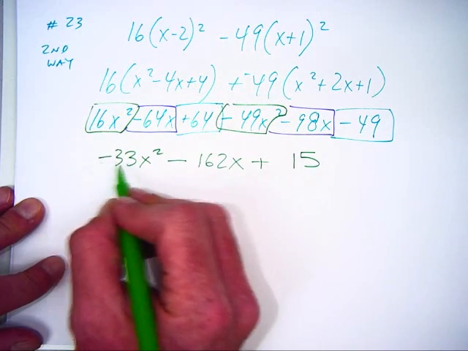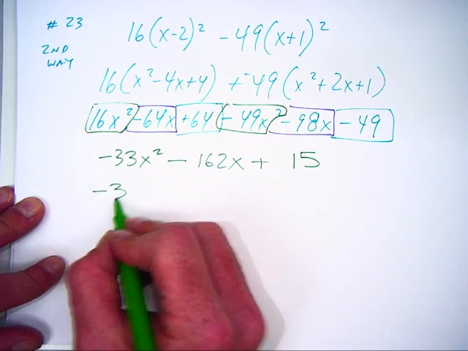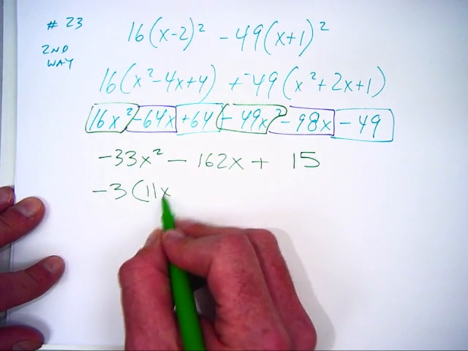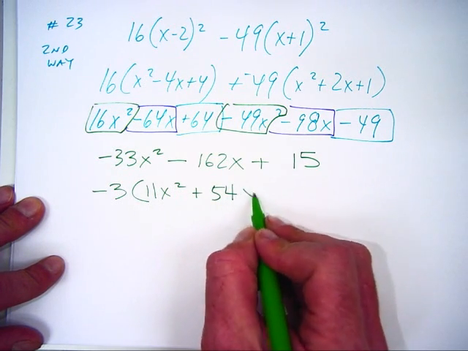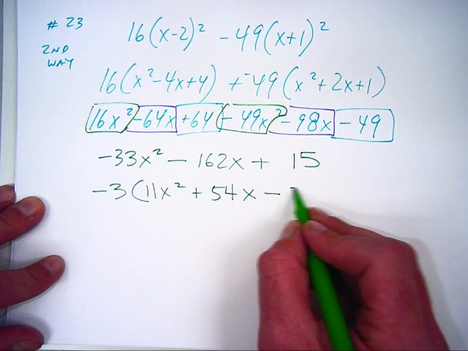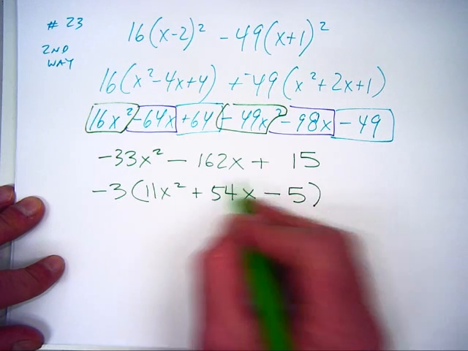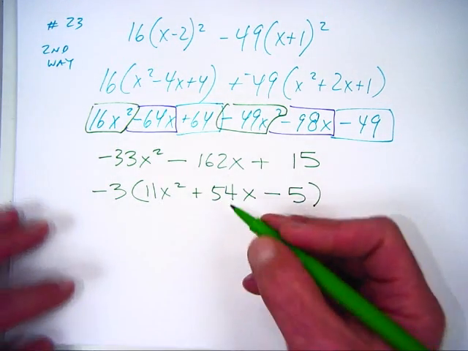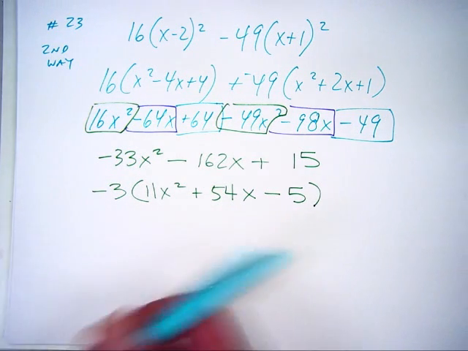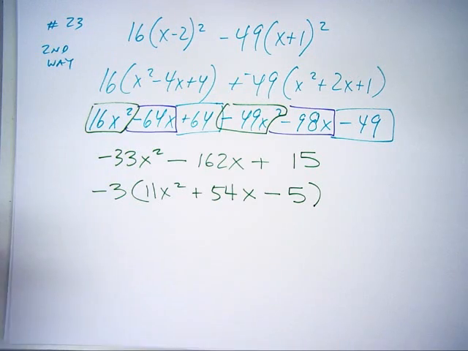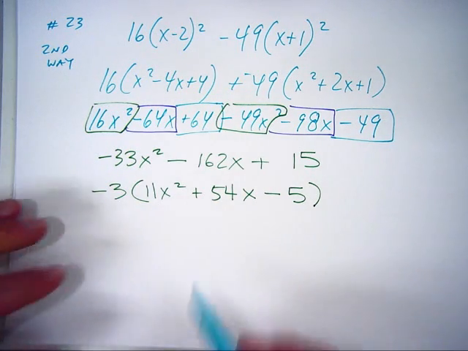I want to get rid of that negative, and I also have a GCF of a 3. I'm going to take that whole thing out to get 11x squared plus 54x minus 5. Again, we're switching the signs here. It's very easy to make a mistake there. I do it as well. Please don't do it on the test because you'll lose points that you probably don't deserve to lose. So keep an eye out for that.